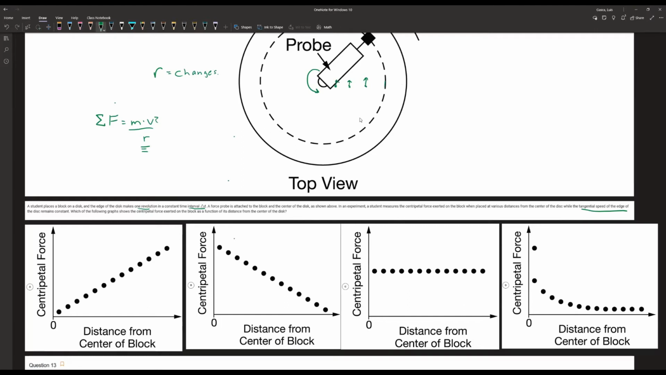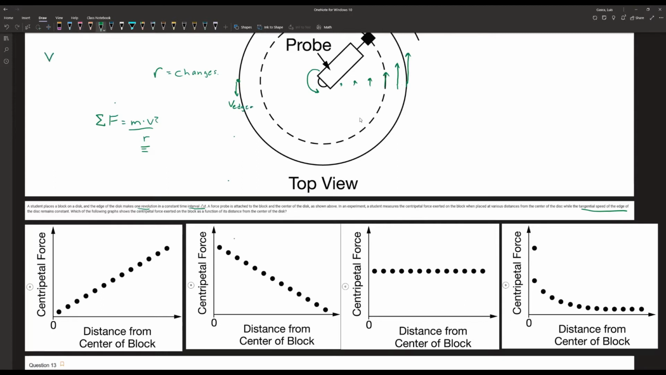But the wording here is a little tricky because what I want us to recognize is that as we move away from the center of a circle, our tangential speed increases. So not only is the radius of our path changing, but in these instances, these velocities are also going to be changing, because what they tell us is that the velocity of the edge remains constant. So what does that tell us?